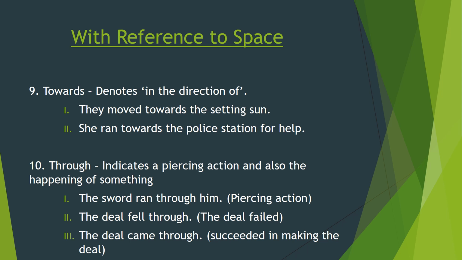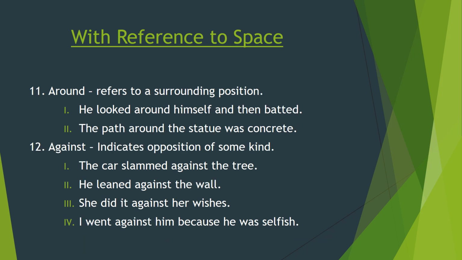Another example for happening of something is the deal fell through. It means the deal was not successful. The deal was a failure. The deal came through. The deal was successful. It means succeeding in making the deal. So, fell through means failure. Came through means successful.